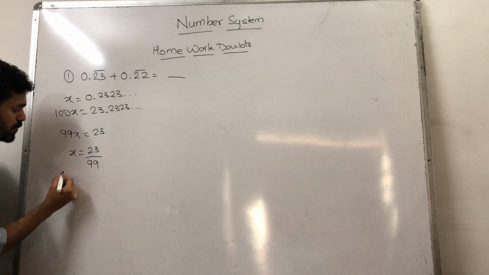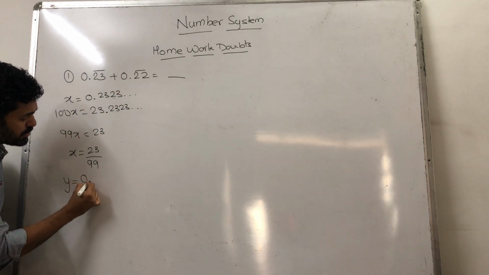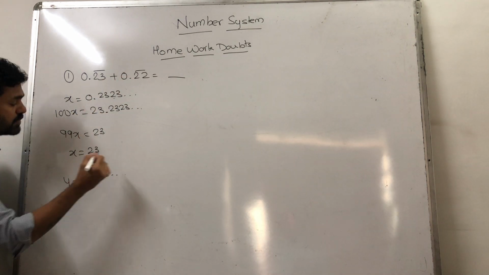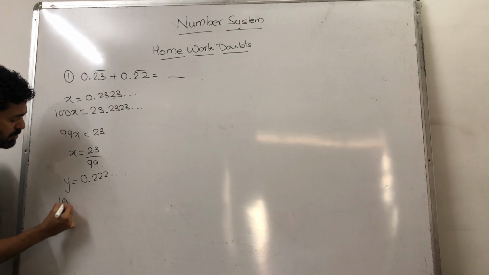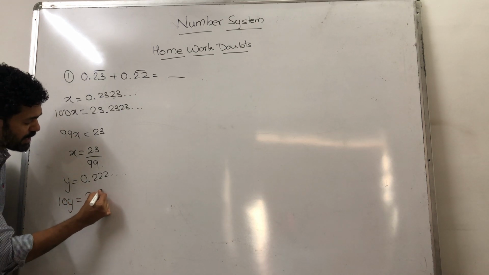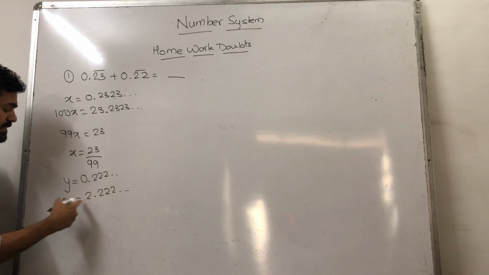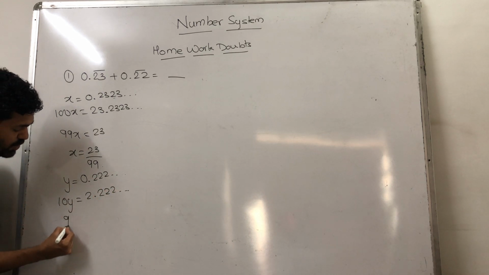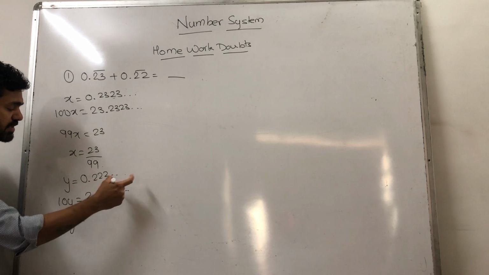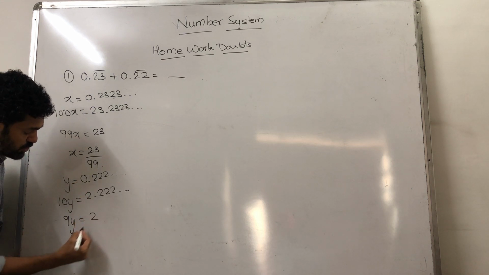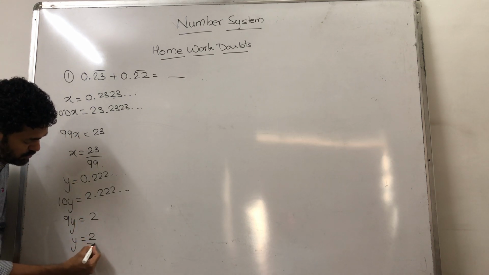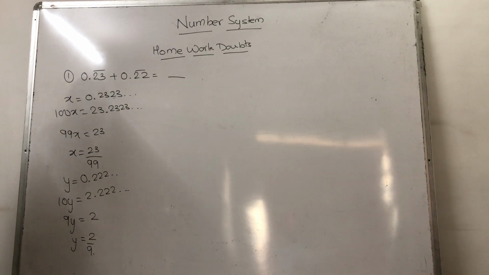Similarly, write this number as y. You write y is 0.2222. A single digit is repeating, so you multiply by 10 on both sides. You have 10y equals 2.222. Subtract: 10y minus y is 9y. The same digits after the decimal get cancelled. 2 minus 0 is 2. y equals 2 by 9.